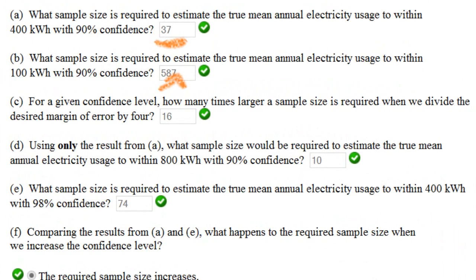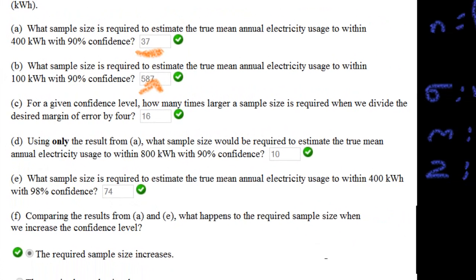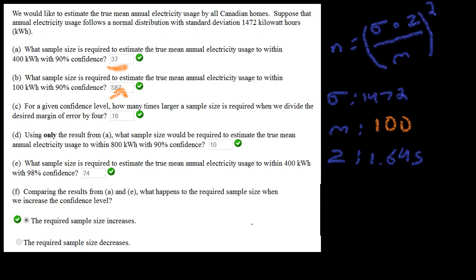For a given confidence level, how many times larger a sample size is required when we divide the desired margin of error by 4? To answer this question, let's just say we had a margin of error of, let's say we were using question A, which is 400. Well, we put 400 down. This is the margin of error. Now it's asking what kind of sample size will we need if we reduce this margin of error by 4. So we're reducing it by 4. It's going to become 100. And we can get that by doing 400 multiplied by 1/4.